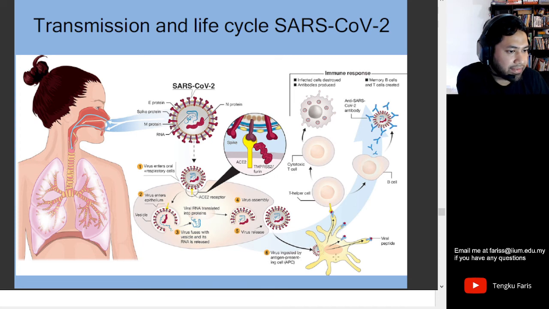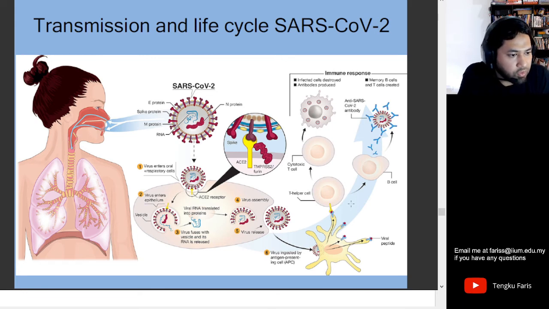And these APC cells will present all the information that they receive from these SARS-CoV-2 viruses to be translated by the T helper cells. So the T helper cell is the decision maker, whether they want to disseminate or spread the information regarding the invasion of this new SARS-CoV-2 virus to the B cell or to the cytotoxic T cell. If the information is presented to the T cells, the virus can be immediately destroyed.